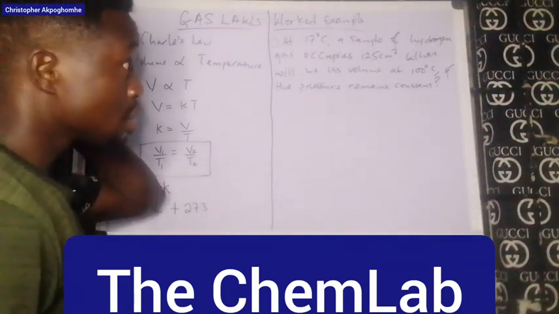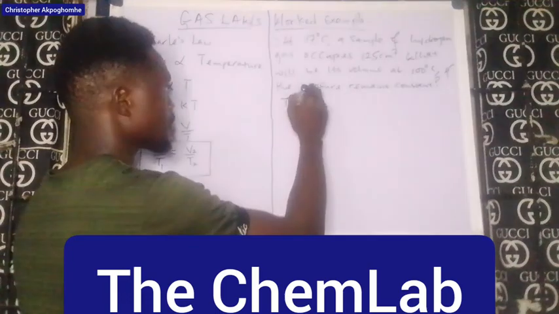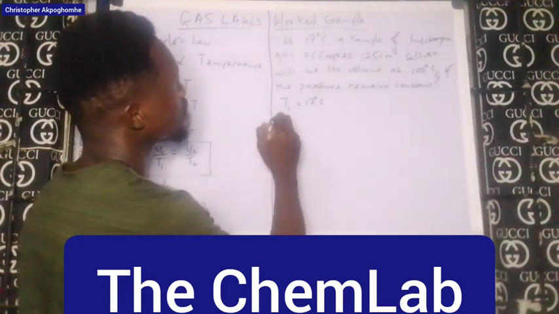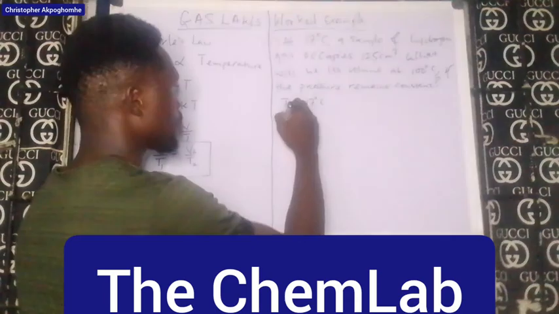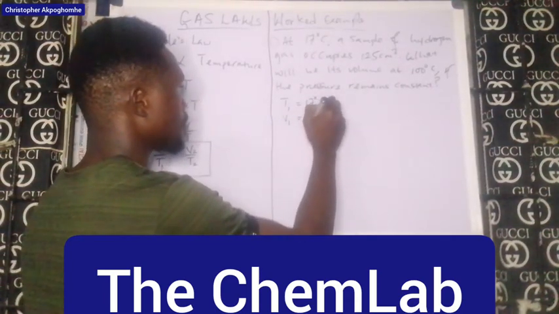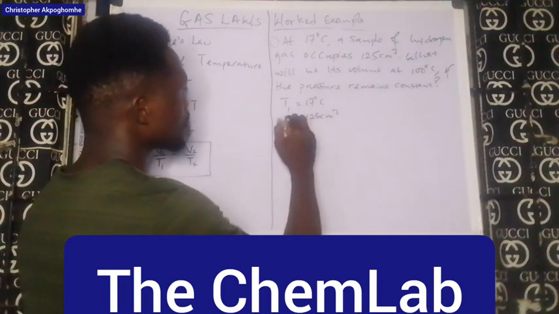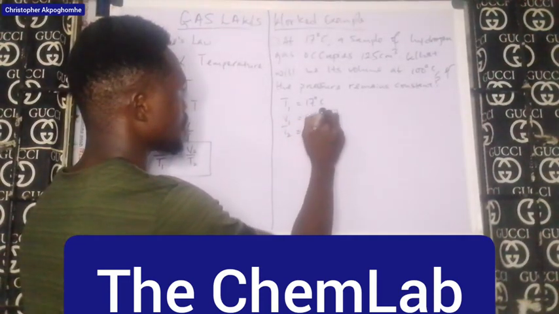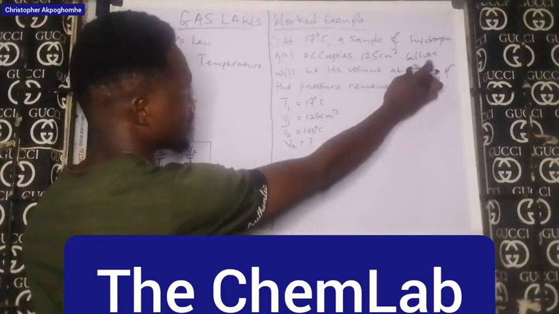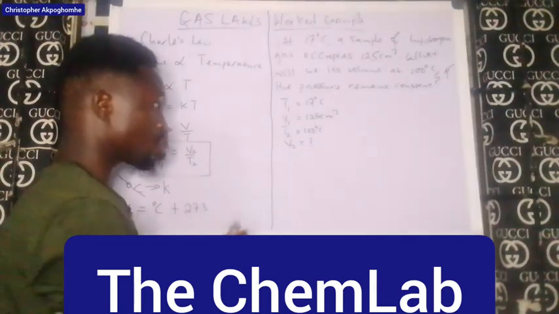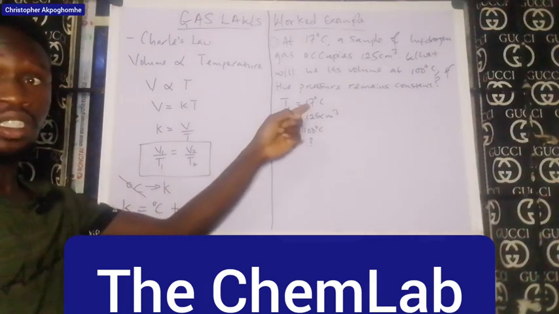Now we have 17 degrees Celsius, that's T1. We have the sample of hydrogen gas occupying 125 cm3, so V1 is 125 cm3. And then we have T2, 100 degrees Celsius, and V2 is what we have to look for. What will be its volume at T2, 100 degrees Celsius? So we said from the other time that we need to convert to Kelvin first before we can use the temperature that is given to us.